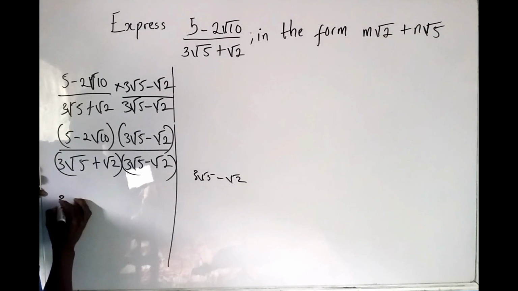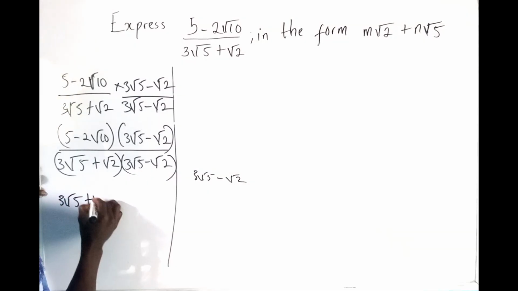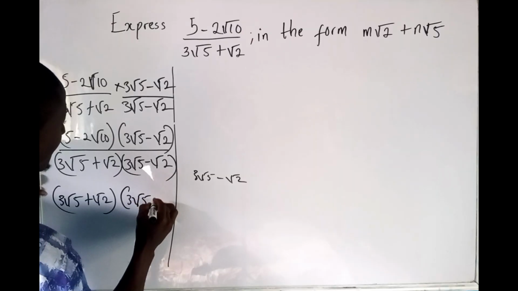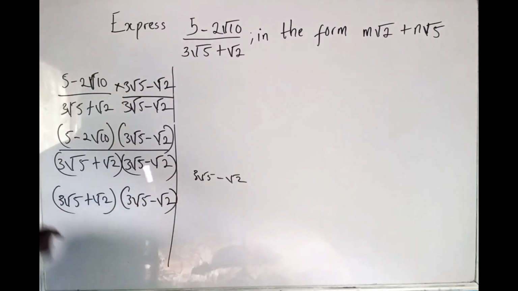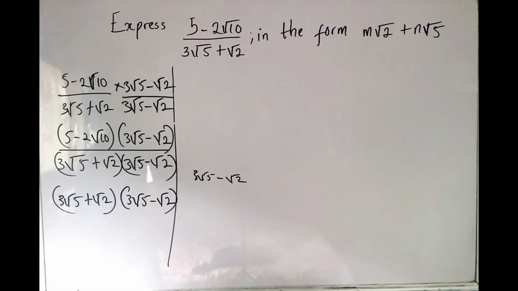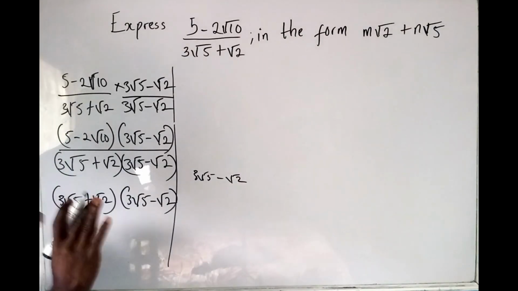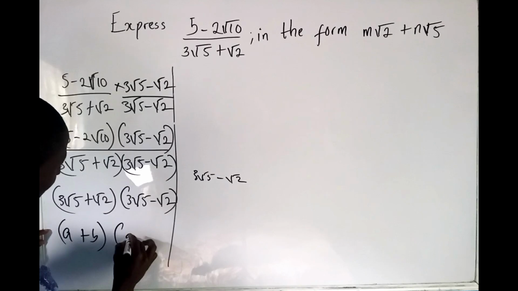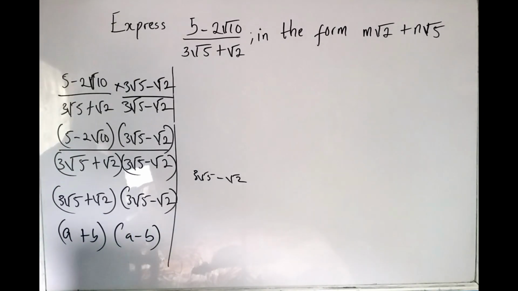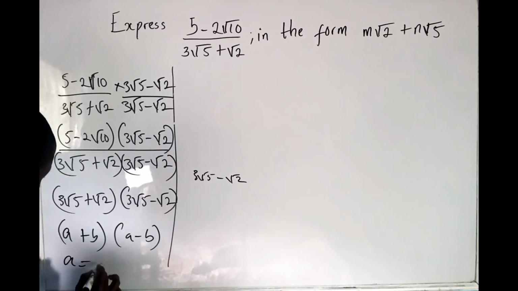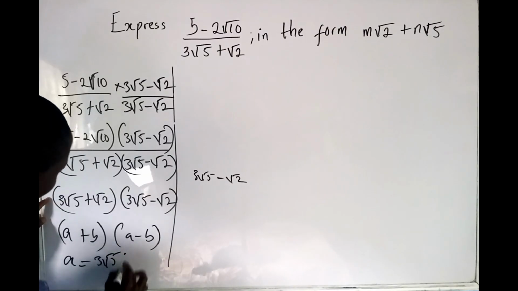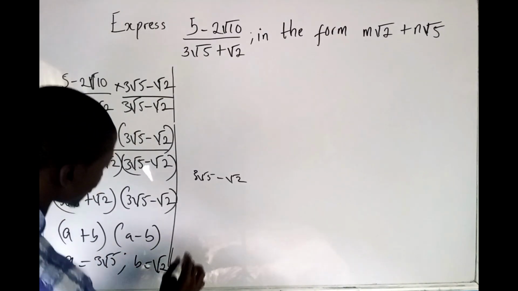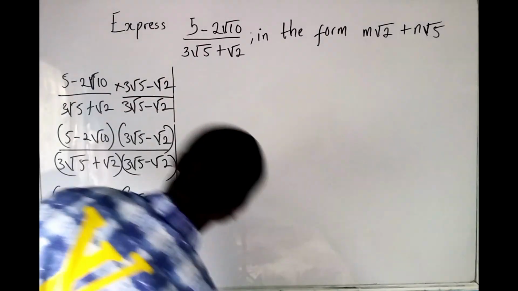What do we have there? We have 3 root 5 plus root 2, and 3 root 5 minus root 2. Look at this expression very well. What do you observe? You observe that it is something like a plus b times a minus b. Is that not? Our a is like 3 root 5. Our b is what? Our b is root 2.